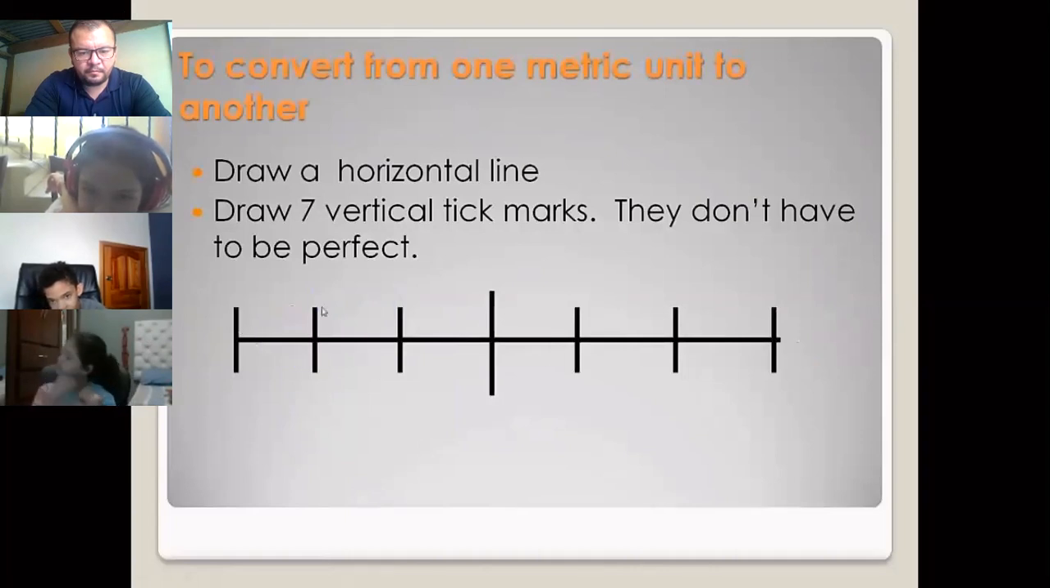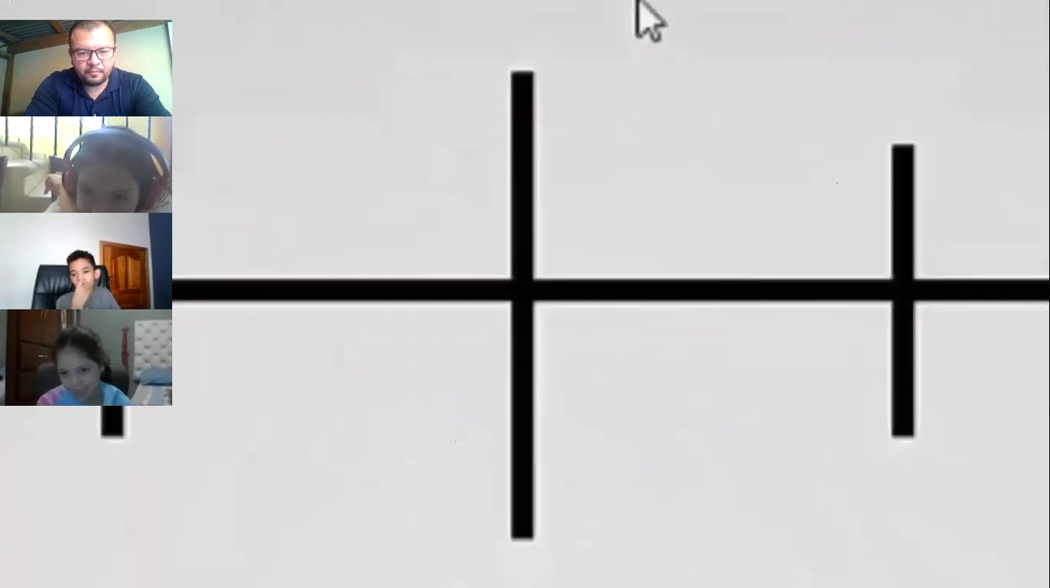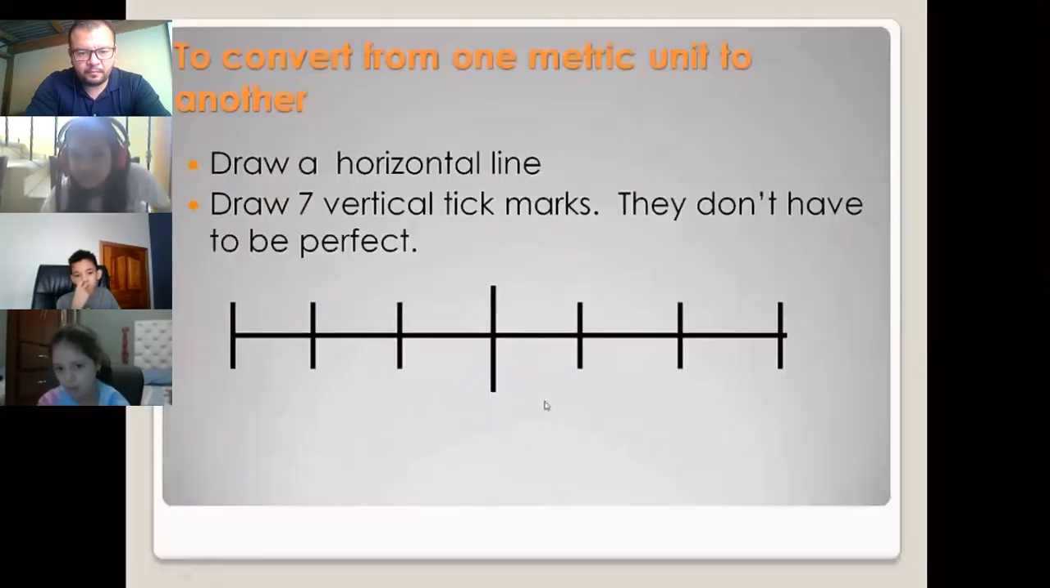And on the horizontal line, you're going to put 7 tick marks, kind of like 7 days of the week. That's how I remember how many to put. Now you'll notice that I make the one in the middle, the fourth one, larger. You don't have to. I do. But that's totally up to you as to whether you want to make that a larger line or not.